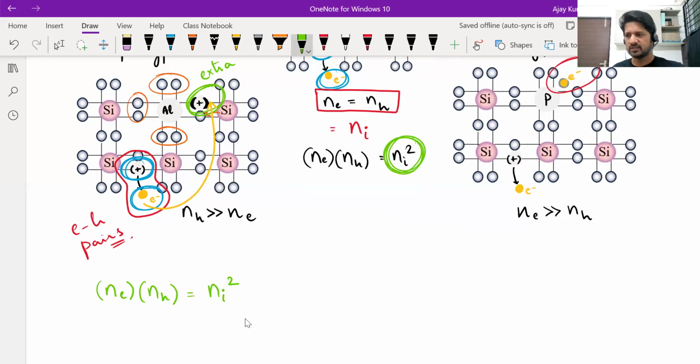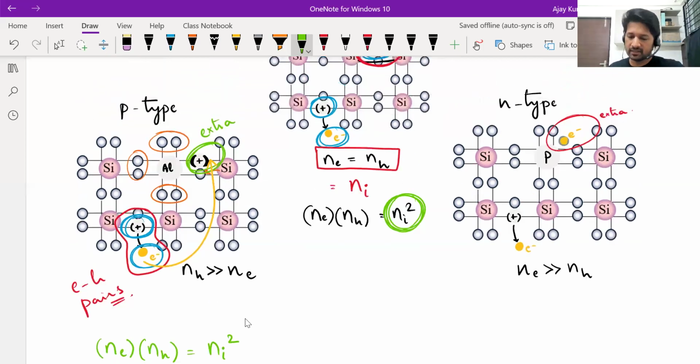Now you may ask, or let me just clarify once again, when we are doping, we are adding extra charge carriers. How can the product still be the same as the original intrinsic semiconductor? As I said, when you add extra charge carriers, for example holes, the existing electron concentration will decrease. So Ne decreases, Nh increases, the product remains the same. Suppose you add a pentavalent impurity and make it an n-type semiconductor.